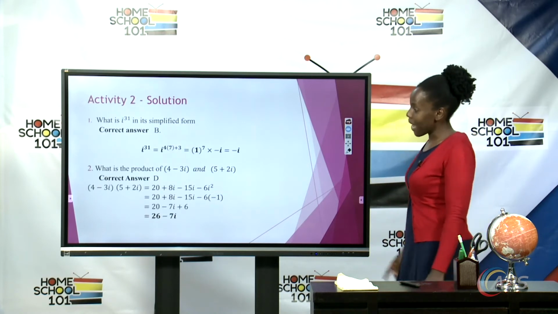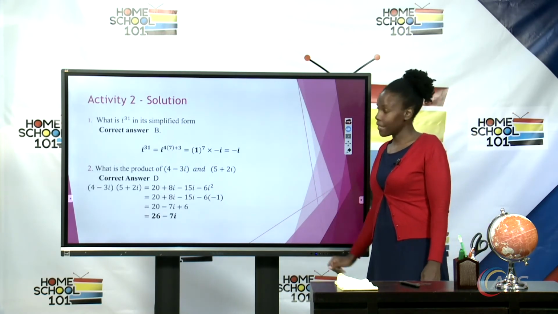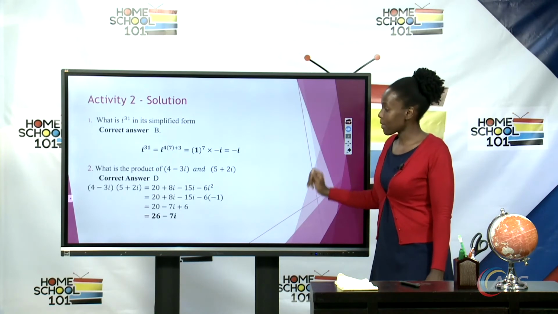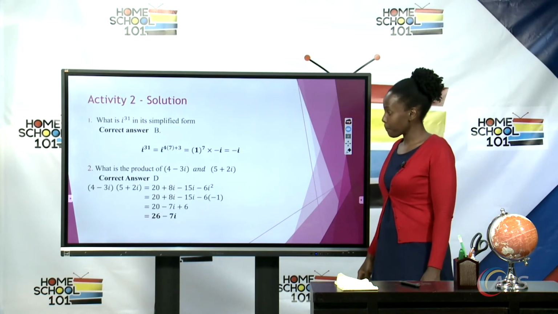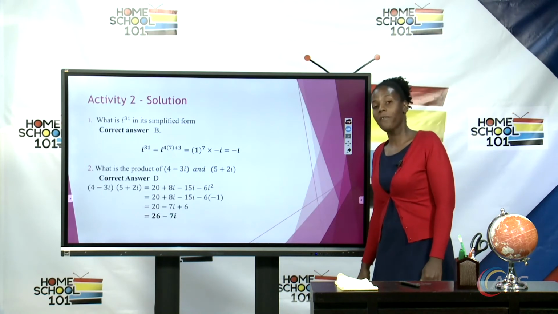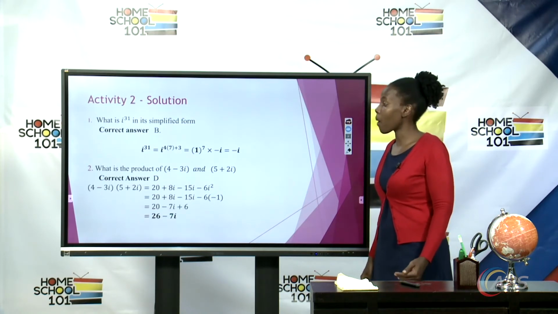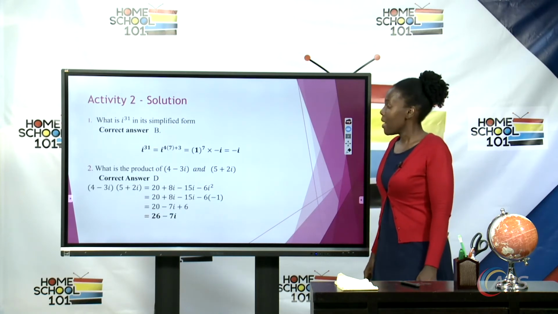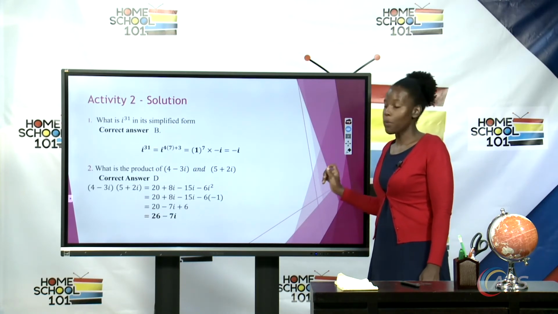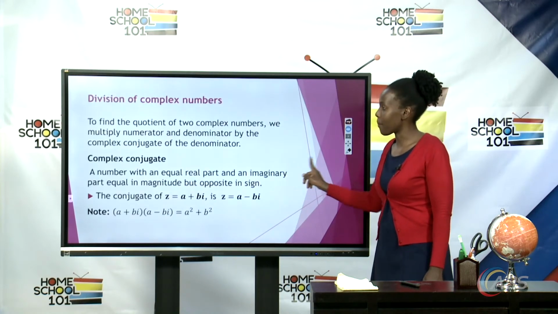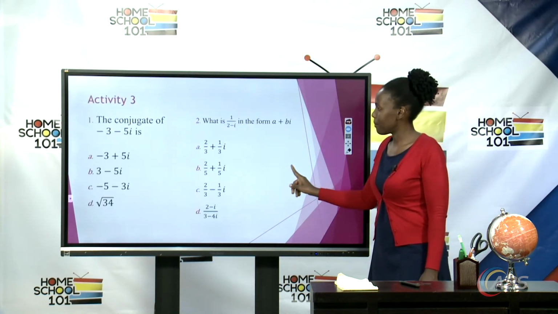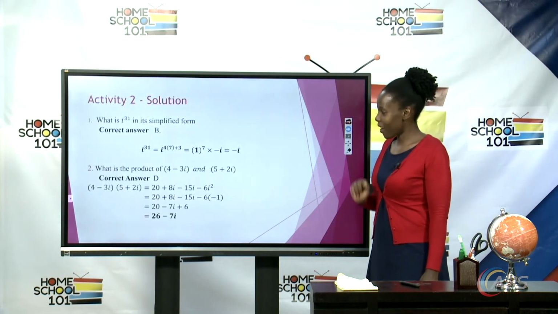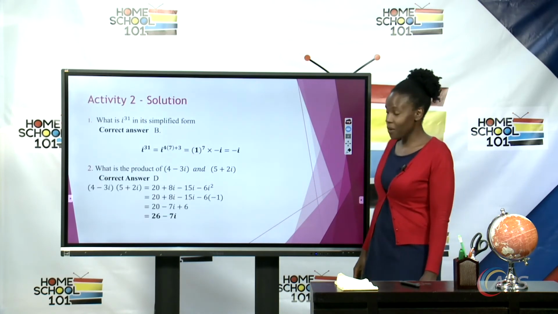So as we can see, i to the 31, we simply write it as i to the power 4n plus 3. So it becomes 4 times 7 plus 3. We know that i to the power 4 gives us 1. So 1 to the power 7 times i to the power 3, which is negative i. Therefore, 1 times negative i would give us a value of negative i. Then we move on to the second question.